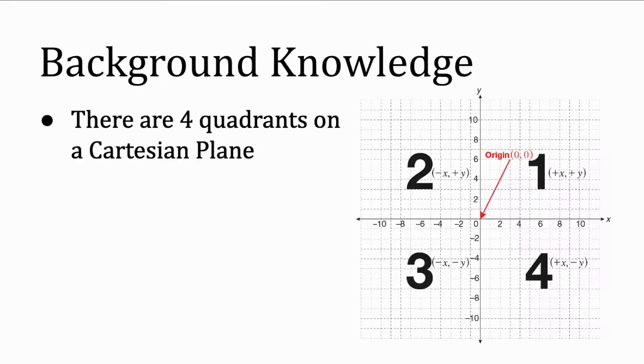First, a little background knowledge you'll appreciate. There are four quadrants on a Cartesian plane. Quadrant 1 is in the top right, Quadrant 2 on the top left, 3 in the bottom left, and Quadrant 4 in the bottom right. The quadrants are separated by the horizontal x-axis and the vertical y-axis. You can see the x and y coordinates are positive or negative depending on which quadrant they're in, which can be helpful when identifying transformations.